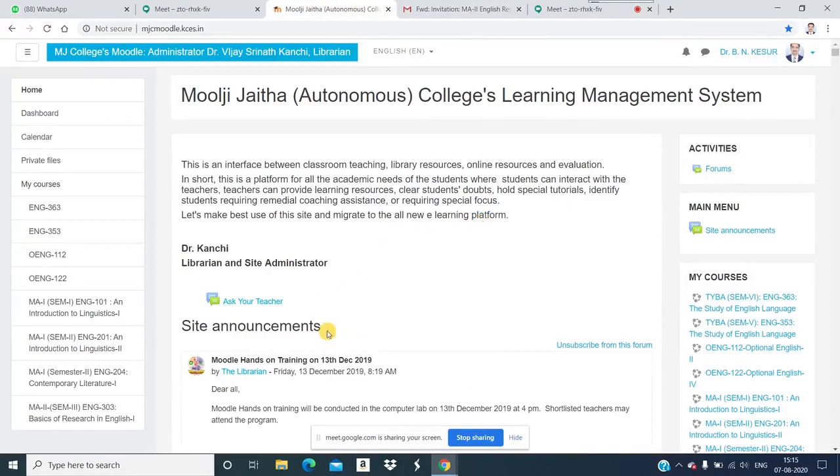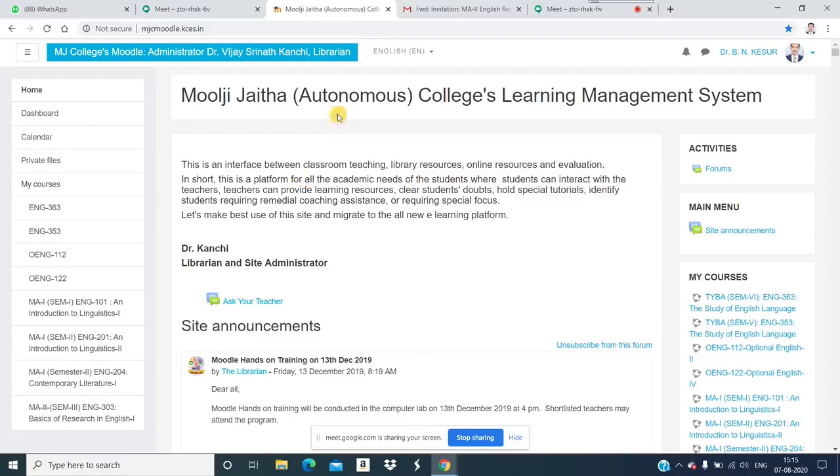Now here you can see the information is given that this is an interface between classroom teaching, library resources, online resources, and evaluation. In short, this is a platform for all the academic needs of the students, where students can interact with the teachers, teachers can provide learning resources, clear students' doubts, hold special tutorials, and identify students requiring remedial coaching assistance or special focus. That message is given by Dr. Kanchi, who is the librarian of MG College.